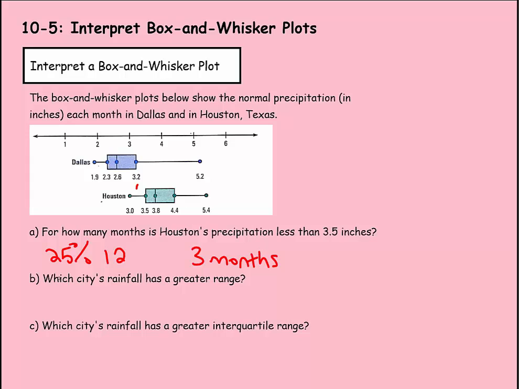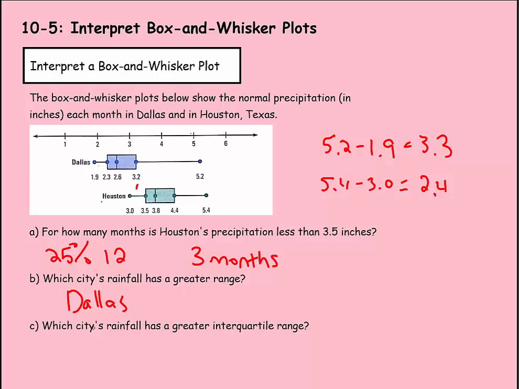Now it's asking us which city's rainfall has the greater range. Well, we know the range of the data: this is the lowest amount and this is the highest amount for each one. So we should be able to find that range using this data here. We have 1.9 and 5.2. So 5.2 minus 1.9 is going to equal 3.3. Houston, on the other hand, is 5.4 to 3.0. That's a range of 2.4. So that tells me that Dallas has a greater range from its most rainfall to its least. So we'll say Dallas.